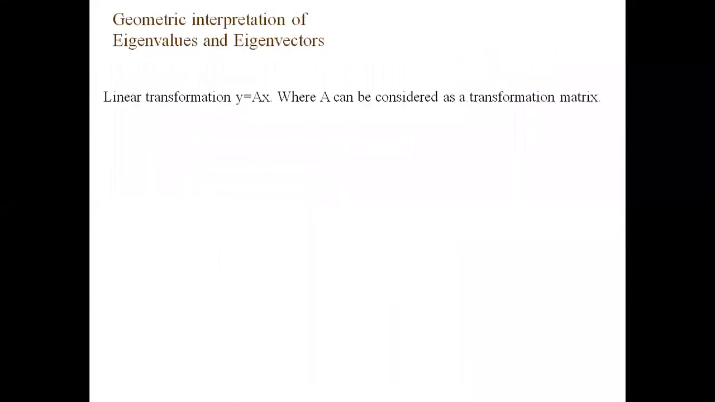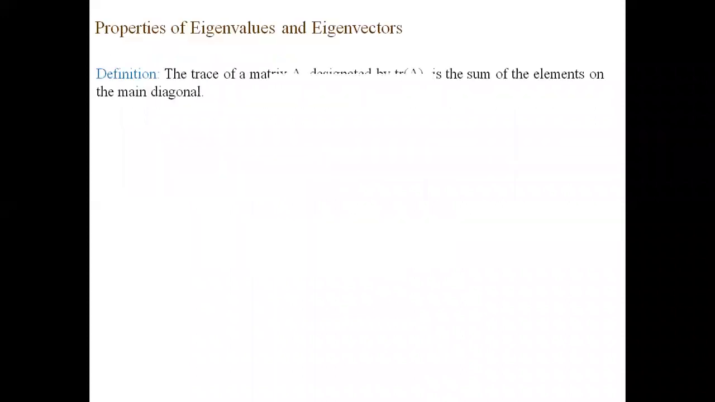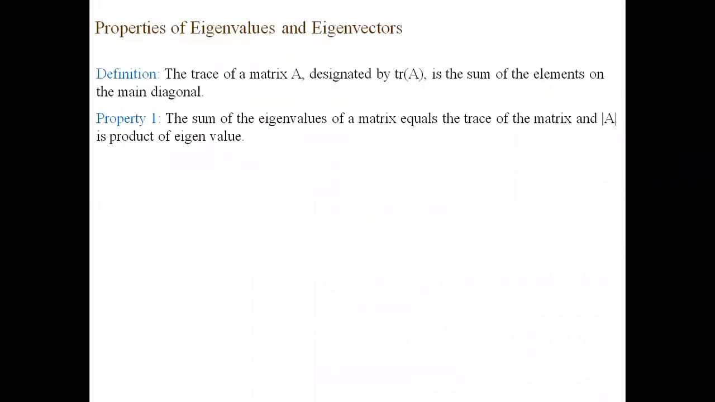Now what happens when we have a 3 by 3 matrix? We will see geometric multiplicity later on. So first thing, what is meant by trace? Anyone? What is meant by trace? The trace of a matrix is nothing but the sum of diagonal elements. Correct? So it is the sum of diagonal elements.